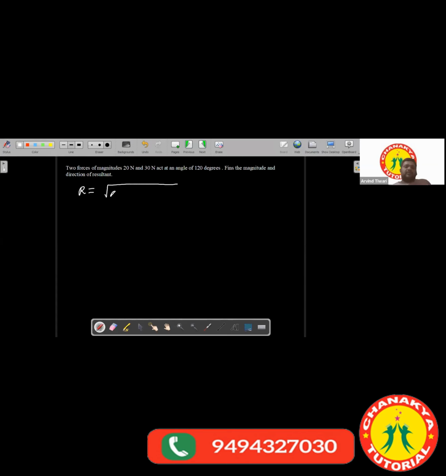So all of you can find out the magnitude. Do I need to show the formula again? Okay, so the formula to be used is R equals under root of A squared plus B squared plus 2AB cos theta.